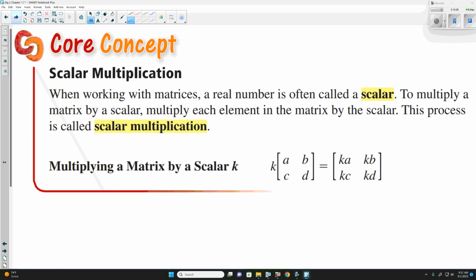So if we feel good with addition, what we're going to look at next is scalar multiplication. When working with matrices, a real number is often called a scalar. To multiply a matrix by a scalar, multiply each element in the matrix by the scalar. This is called scalar multiplication.